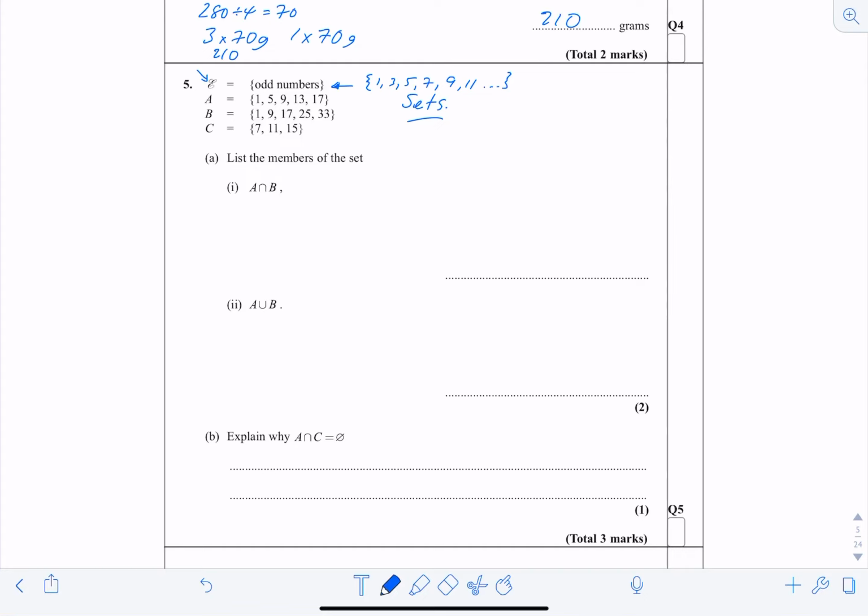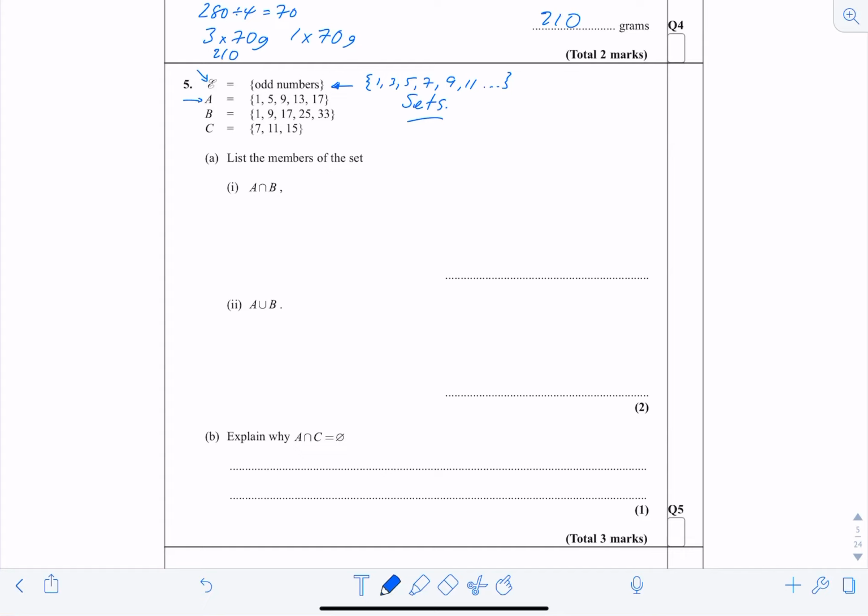Okay, now it's okay just to write odd numbers. Yeah, you could write 1, 3, 5, 7, 9, ... and that would be the same as writing all the odd numbers. But writing odd numbers is just as okay. A is a subset of, or is a set of the universal set.